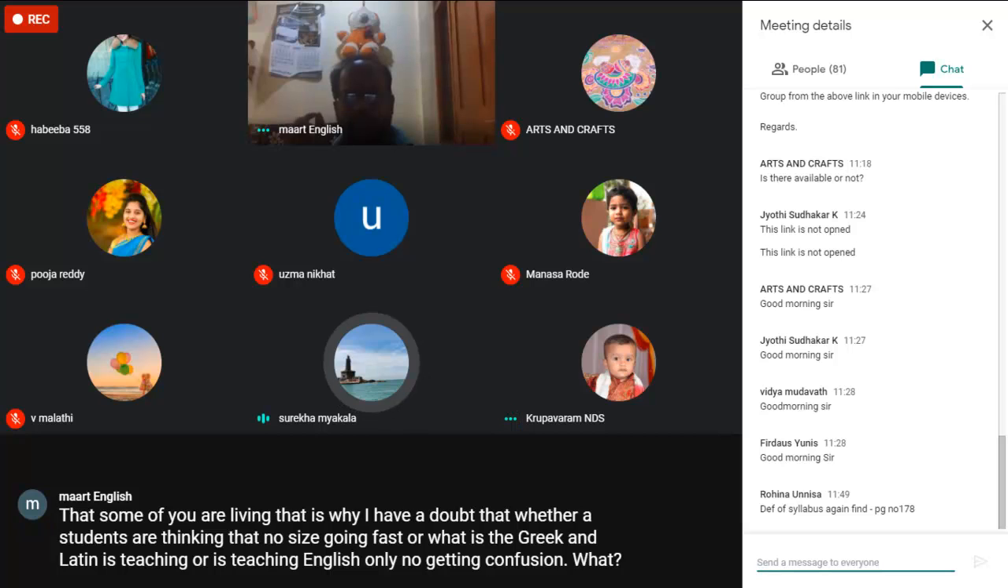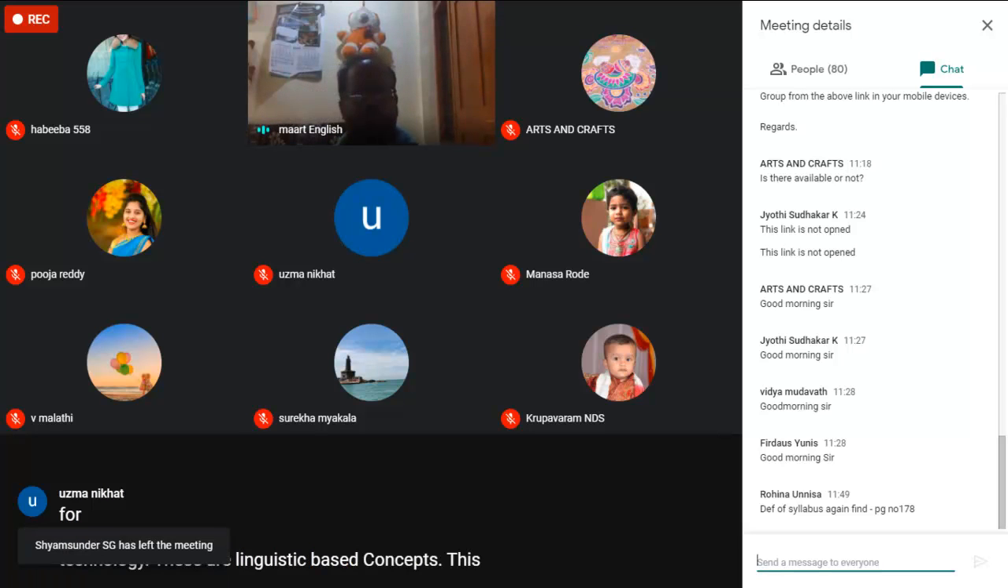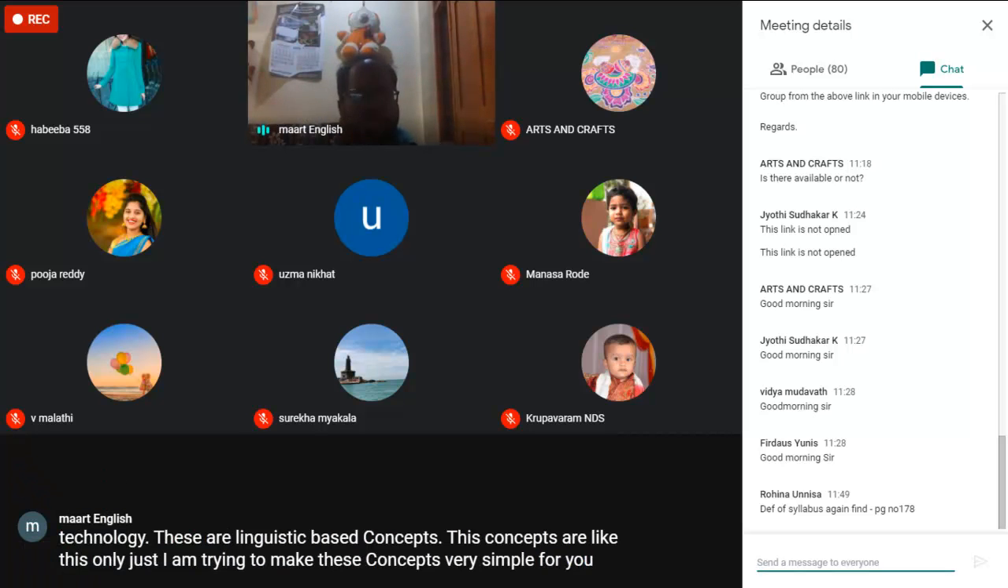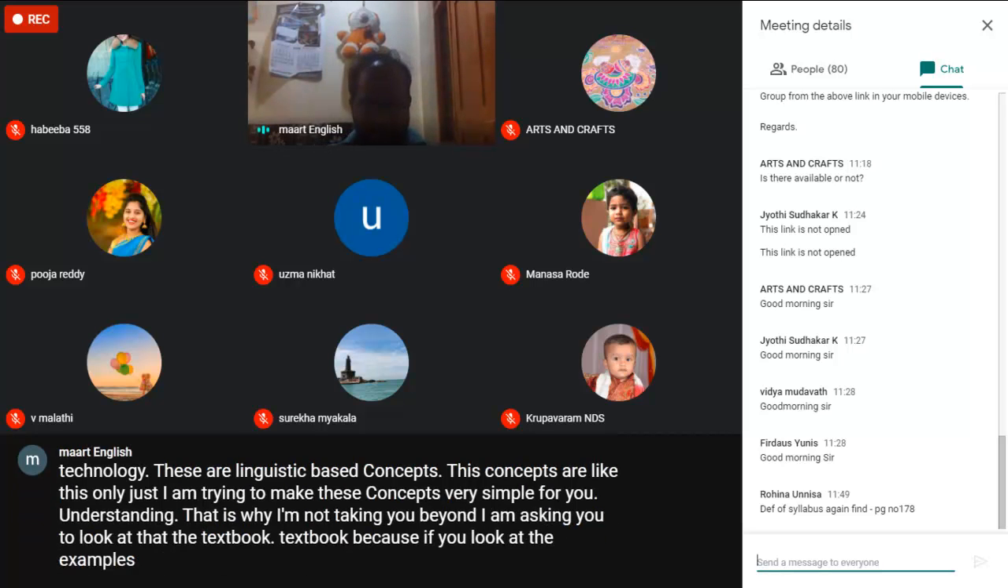It is very interesting. These are linguistics-based terminology. These are linguistic-based concepts. These concepts are like this only. I am just trying to make these concepts very simple for your understanding. That is why I am not taking you beyond the textbook. I am asking you to look at the textbook, because if you look at the examples, you can understand the things.